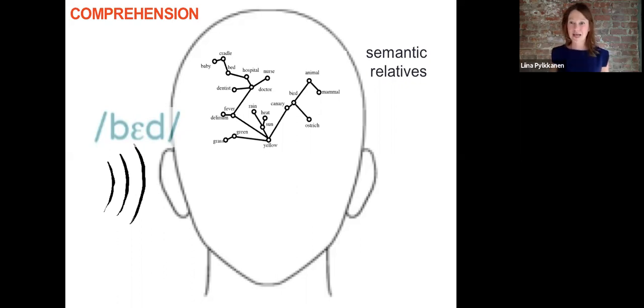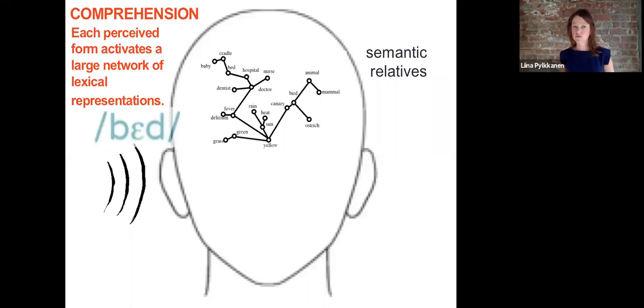So that makes lexical access really interesting, because there's just so much spreading activation going on, and it raises the question, well, how do you ever recognize a word? Seems like a very difficult task. Well, luckily, if you're speaking in context and the word is not isolated, there are a lot of so-called top-down factors that help you find the right representation, and we'll be talking about those. So each perceived form activates a large network of lexical representations.